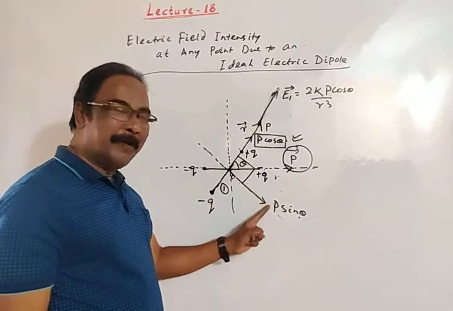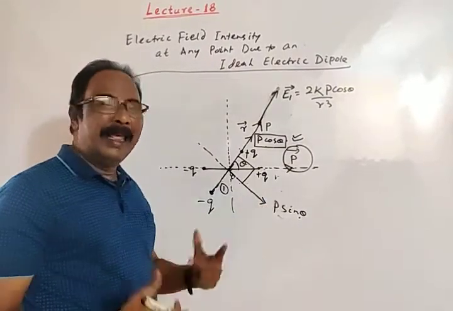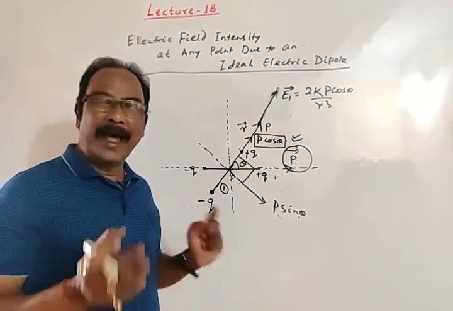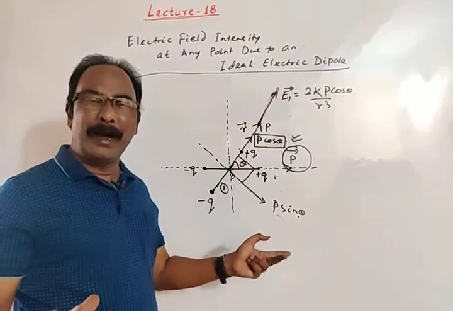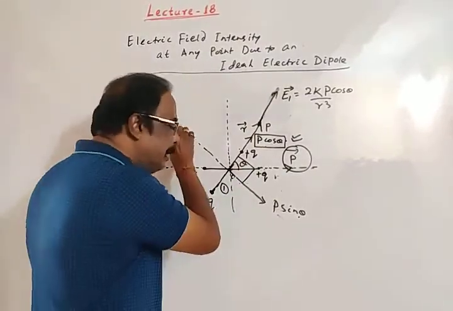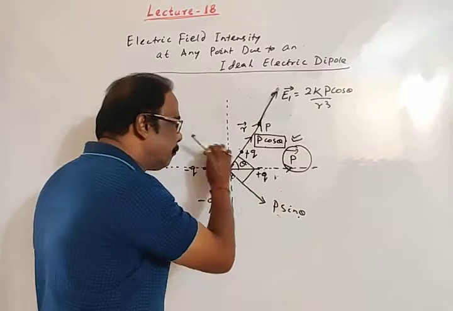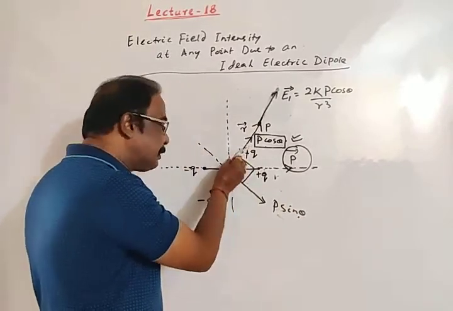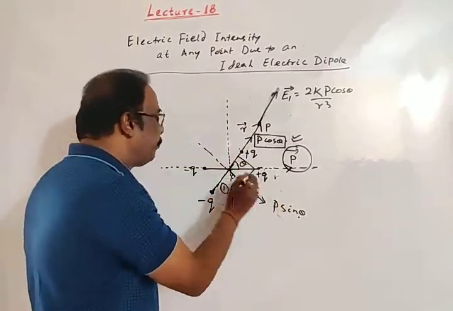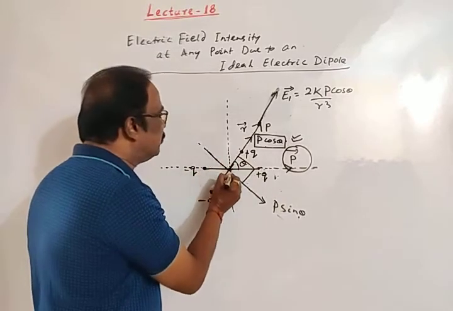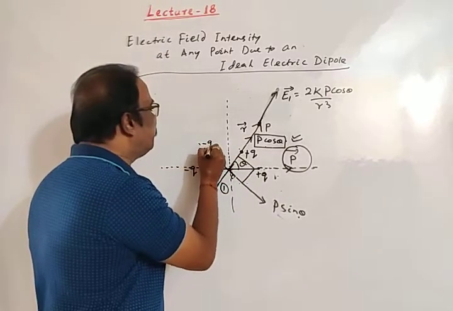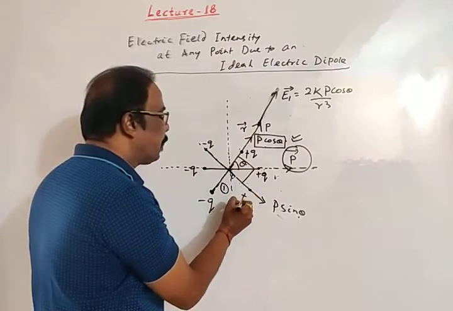Then another component P sin theta. Again the same discussion. Dipole moment is directed from minus q to plus q. So if this is a dipole moment normal to the reference line, we may imagine this is minus q and this is plus q.